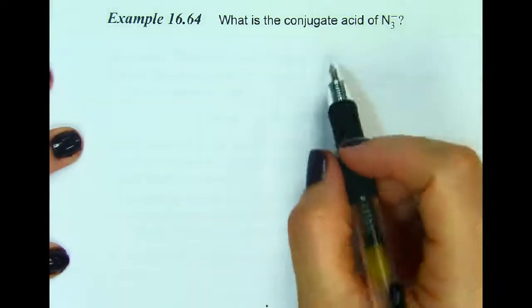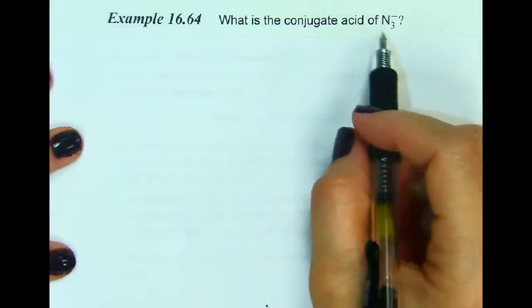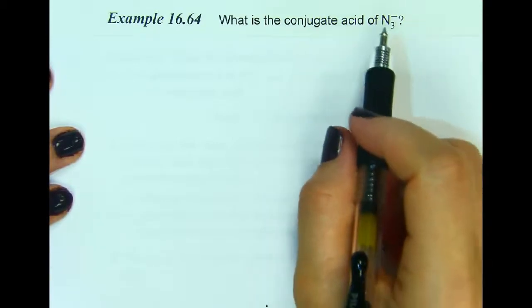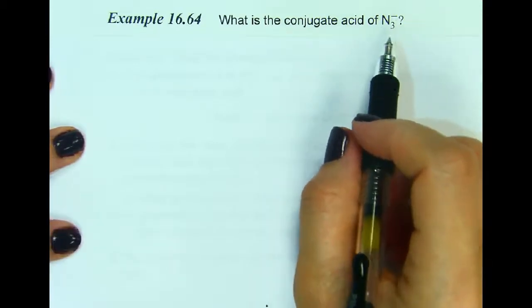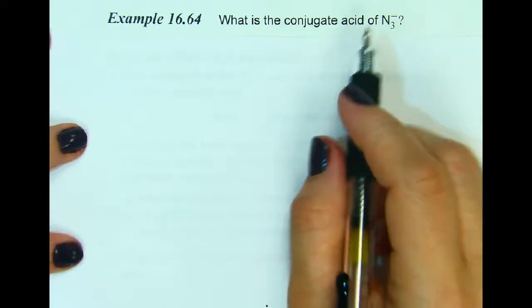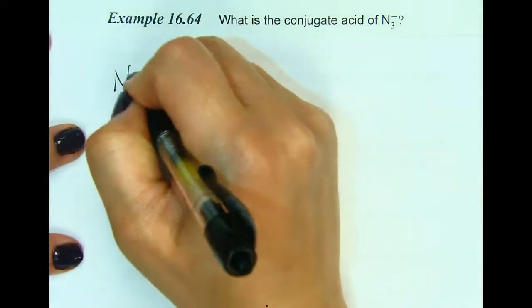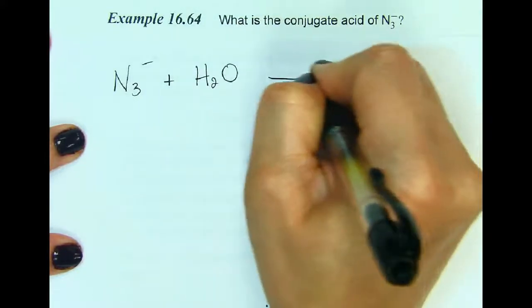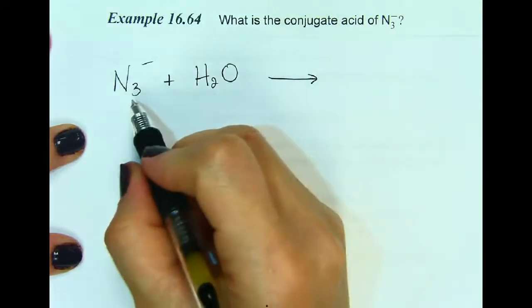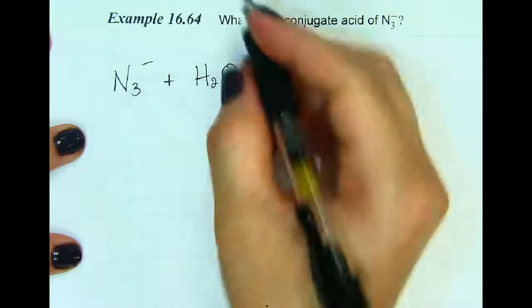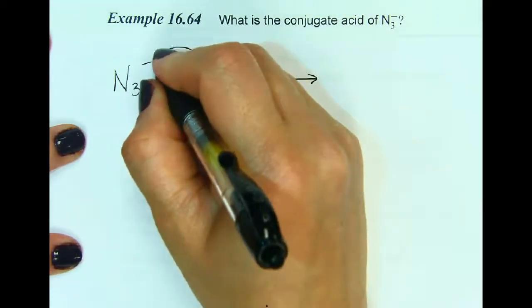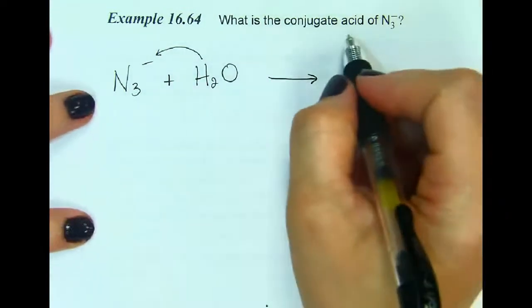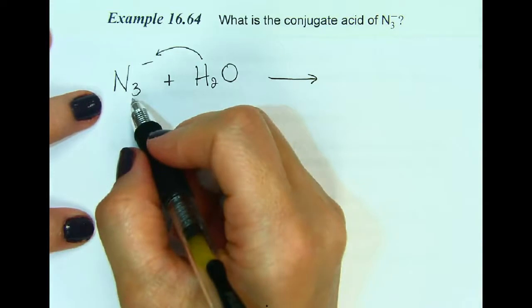Example 16.64, what is the conjugate acid of N3-? Now this is a bit trickier, and what we're going to want to do is put the N3- anion in water to see what may happen. So we're going to write N3- plus H2O, and it should be obvious that since this has no hydrogens, but this does, that the hydrogen transfer is going to be from the water to this anion. Besides the fact that we're looking for the conjugate acid, so this must be a base.